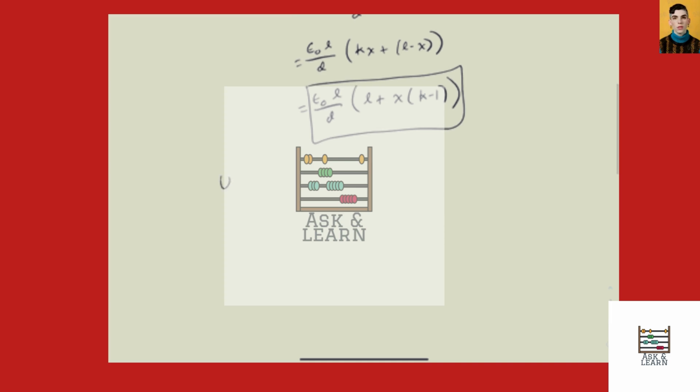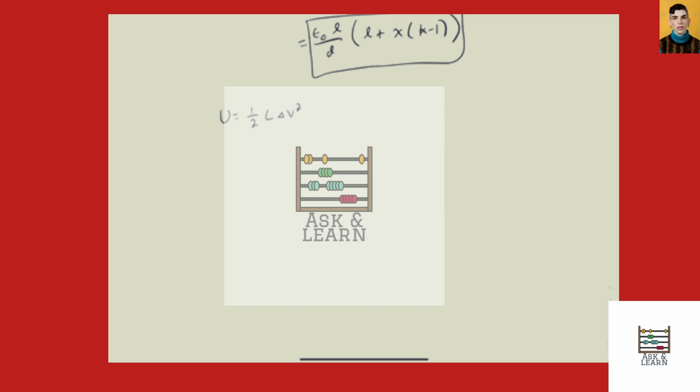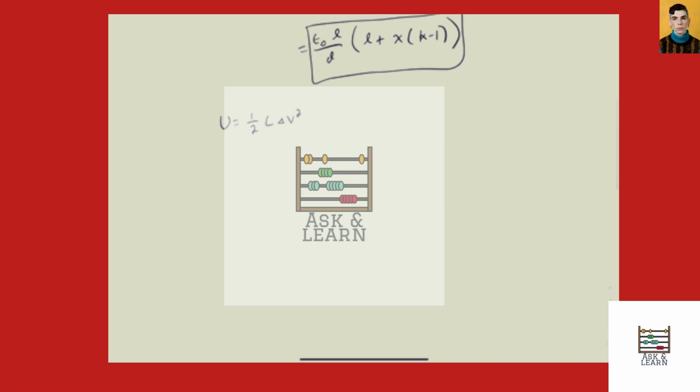Now the energy stored, I'm going to do it in terms of capacitance and voltage, because those are the values we're given, at least the voltage. So this is going to be 1/2 times epsilon naught L over D times L plus X times kappa minus 1 times delta V squared.